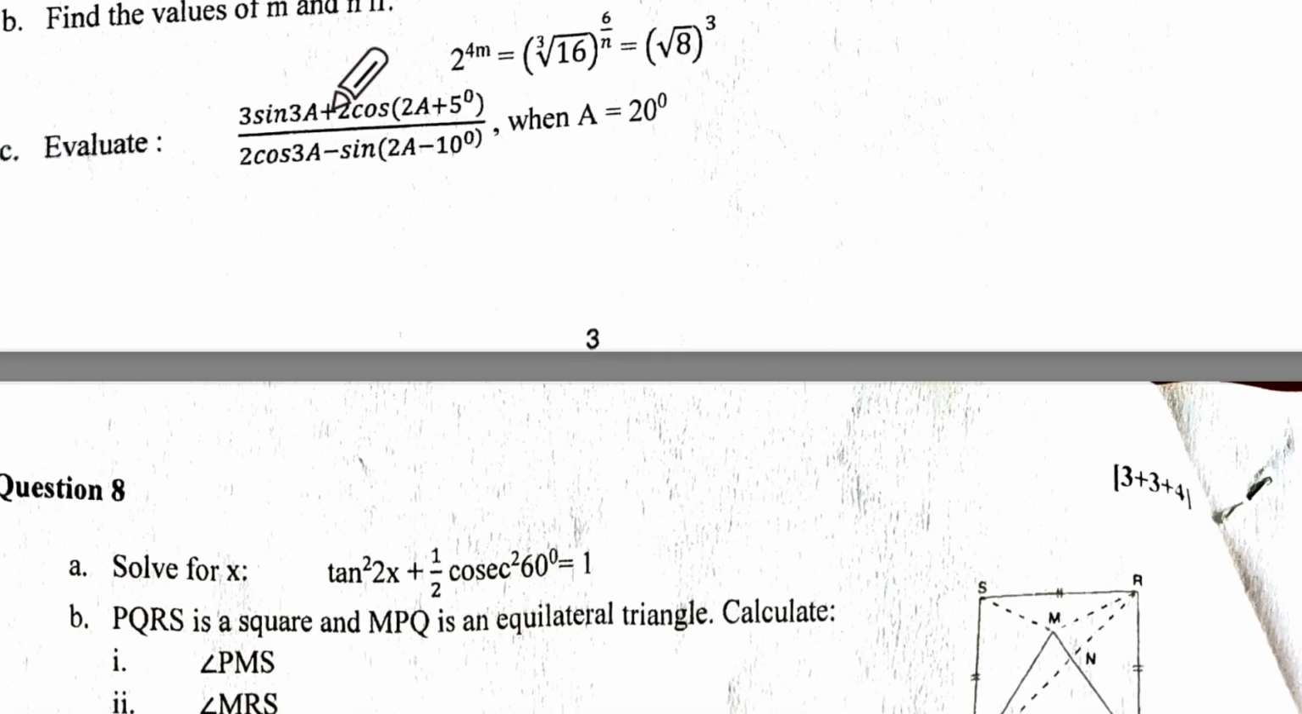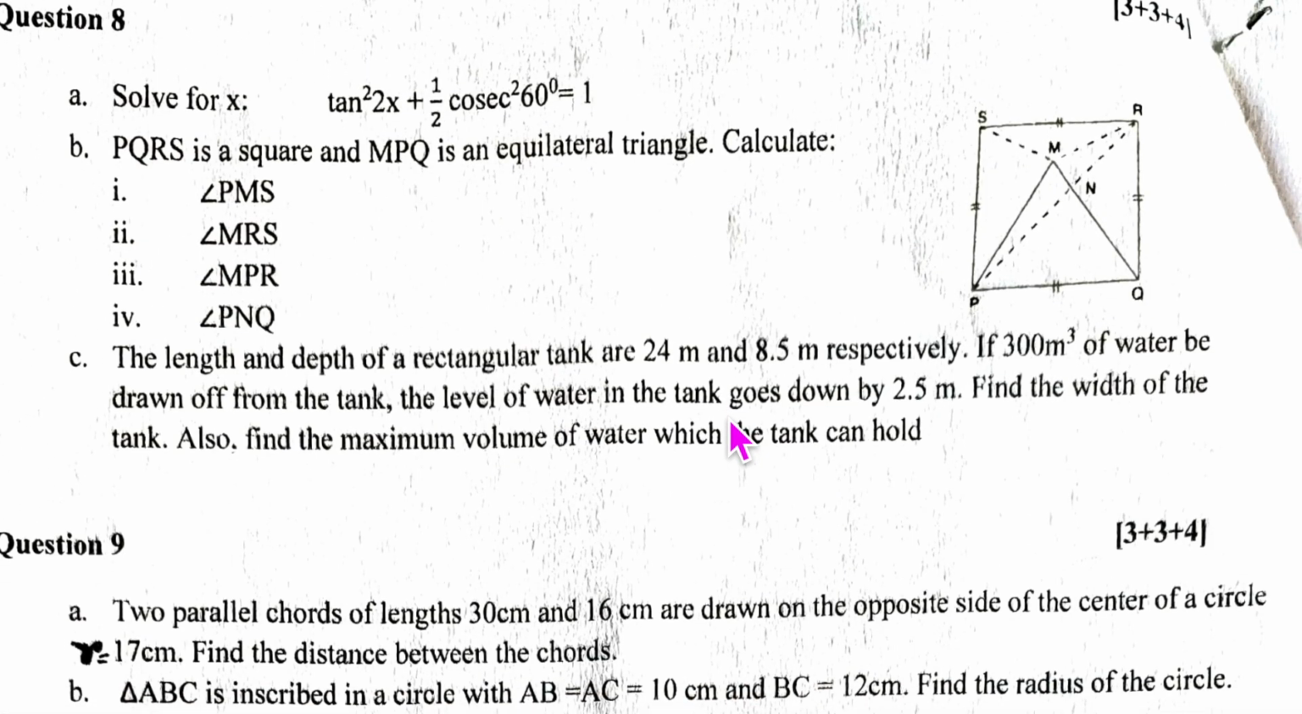Not just only 60. 60 degrees plus 2 cos 45 degrees upon what? 2 cos, this is again 60 degrees minus sine, what is this? 40 minus 10 means 30 degrees. Then you substitute and get the answer. Can we do it? Tell fast. You can? Yes, ma'am. See how fast we can go.